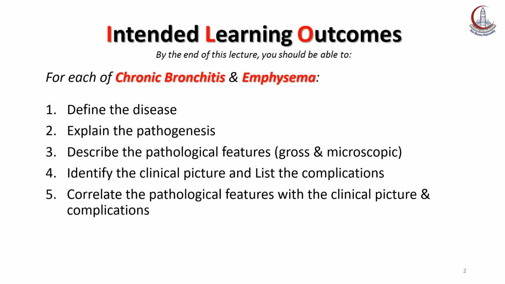The intended learning outcomes for each of chronic bronchitis and emphysema: you should be able at the end of this lecture to define the disease, to explain the pathogenesis, to describe the pathologic features of each disease, identify the clinical picture and list the complications, and also correlate the pathological features with the clinical picture and complications of each disease.